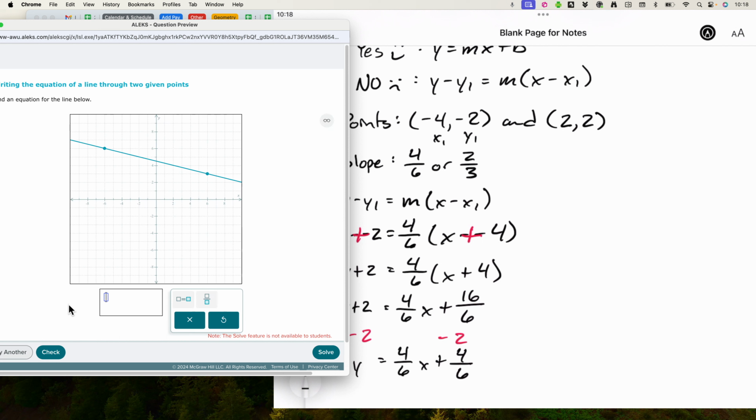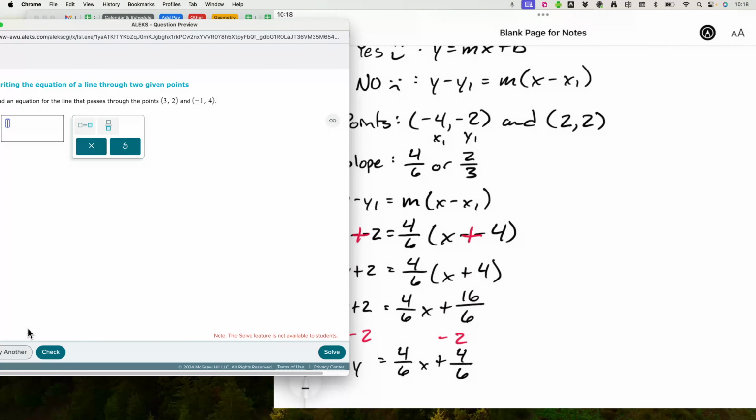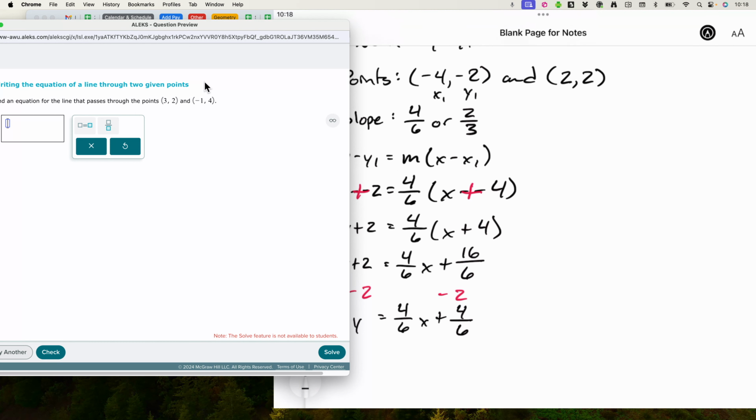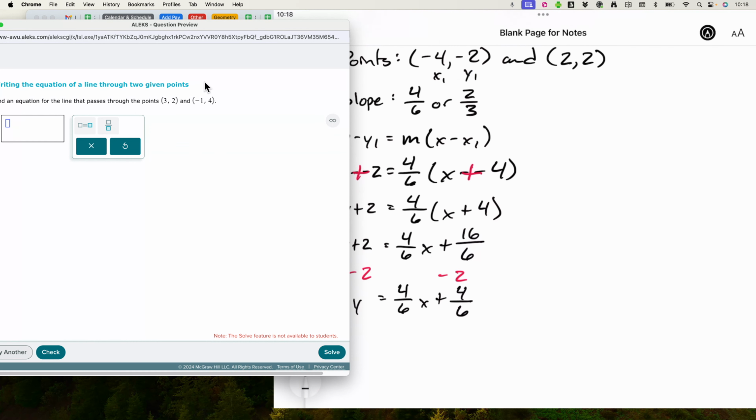I'm going to make sure that the next one that I get is a pair of points and not a graph, because for the pair of points we do have a little bit more work to do. With this pair of points, we recognize that we do not have a y-intercept, but we do have 2 pairs of points. And so for point slope form we need a point and we need a slope. So the first thing that I'm going to do is identify which ones of these are x1, y1, x2, y2. Let's find the slope.